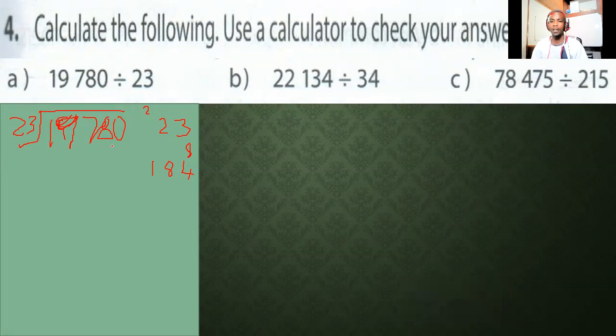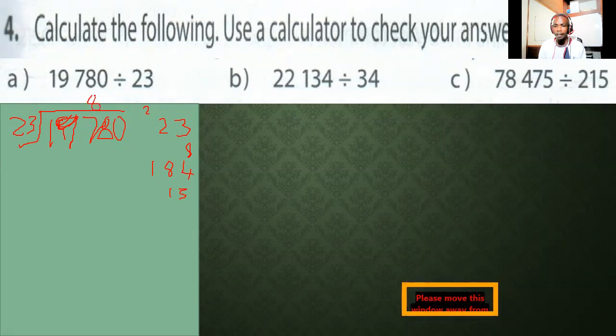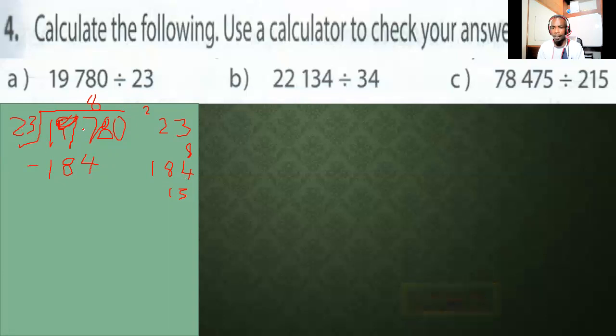Okay, so I need 197, which means I'm only left with 13, which is not enough to make 23. Good. So I write here 8 on top of 7. 8 times 23, it's 184. I write 184 here. Good. Then I subtract 184 from 197. 7 minus 4, 3. 9 minus 8, 1.